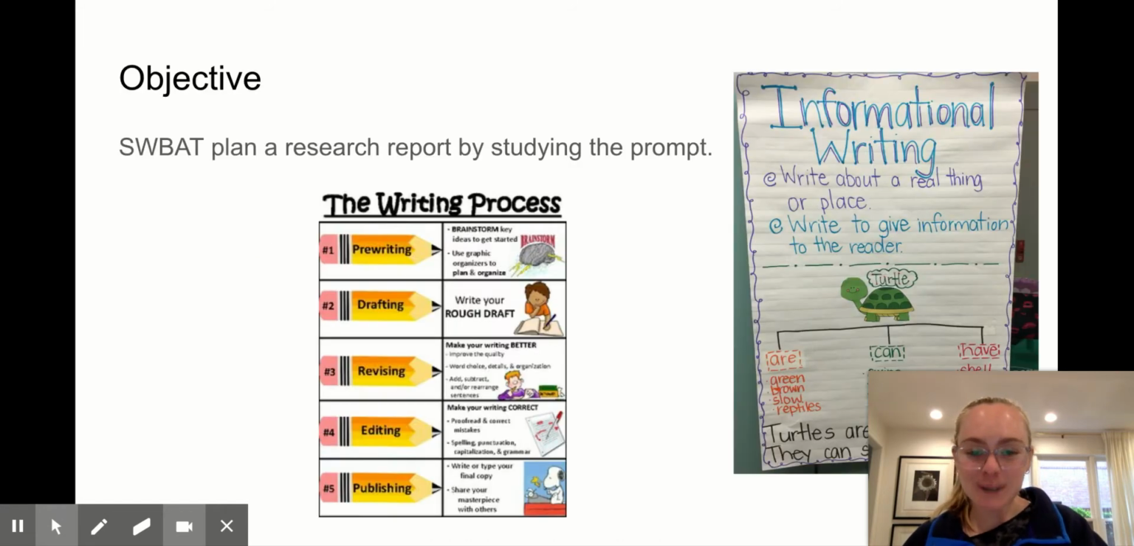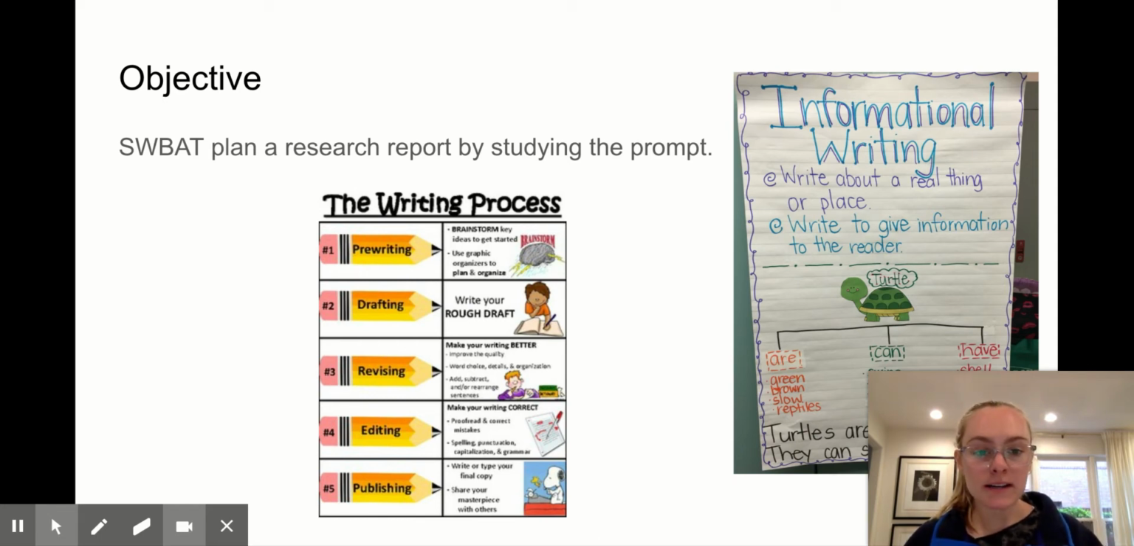So let's get started. Here is our objective for today. Let's go ahead and read it together on the count of three. 1, 2, 3. Students will be able to plan a research report by studying the prompt.